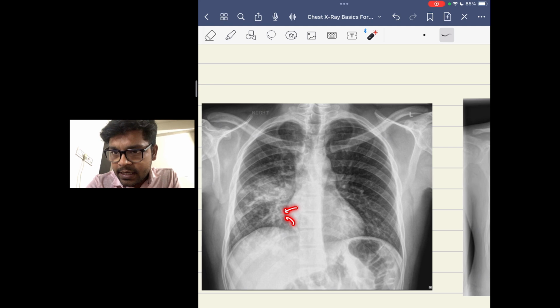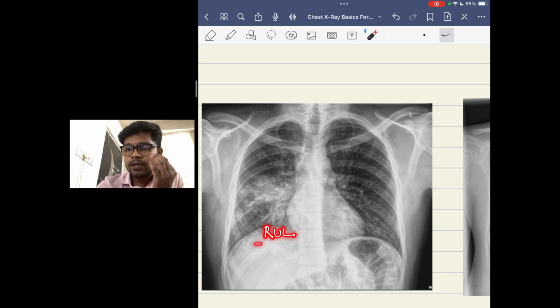We can see air-filled bronchi, and it is in which zone? It is in the right middle zone. But can you say which lobe it is affecting? So it is the right upper lobe, because the right heart border is not obscured.